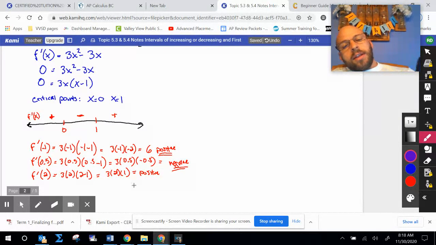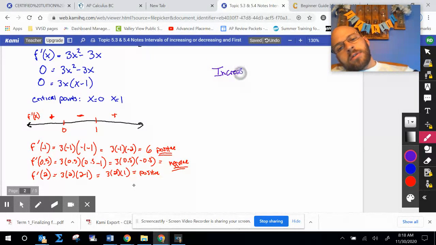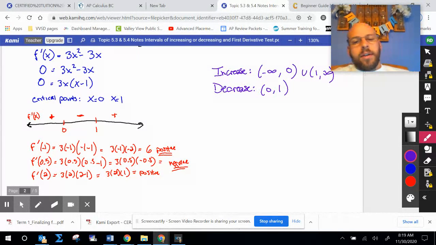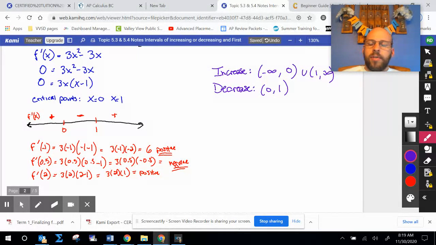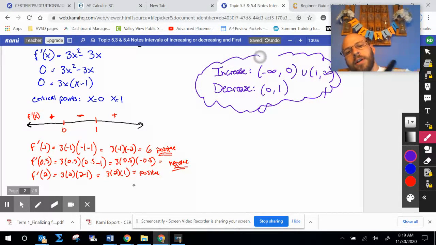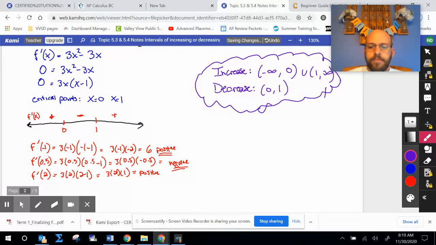I know that my function is going to increase from negative infinity to 0 and from 1 to infinity. Now, I also know it's going to decrease from 0 to 1 because, again, that's where my derivative was negative. So this is the big idea here. We want to be able to find the intervals of increase and decrease.